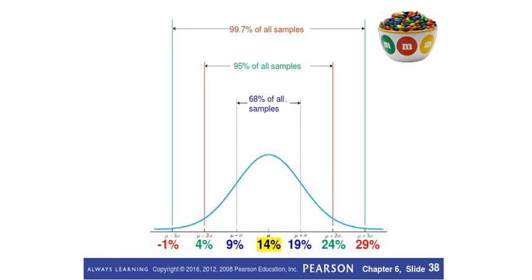As an illustration, here it is on the empirical curve. Between 9 and 19%, 68% of all the samples that we ever take of yellow M&Ms will be between these values. 95% between 4 and 24%, and 99.7% of all the samples somewhere between 0 and 29%.